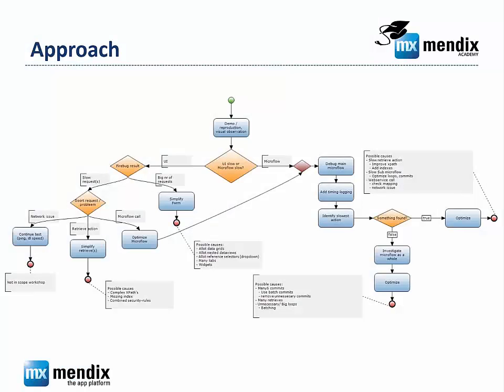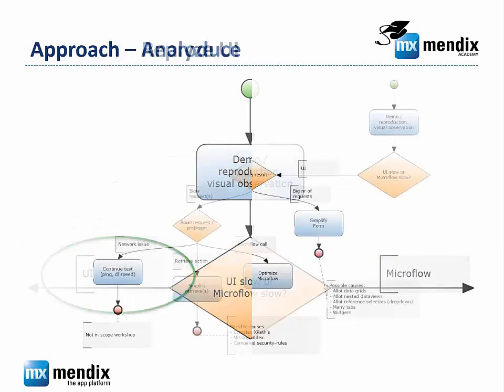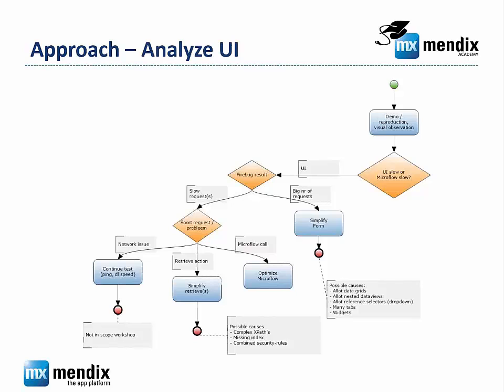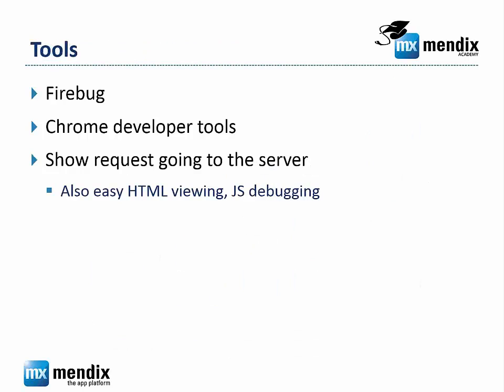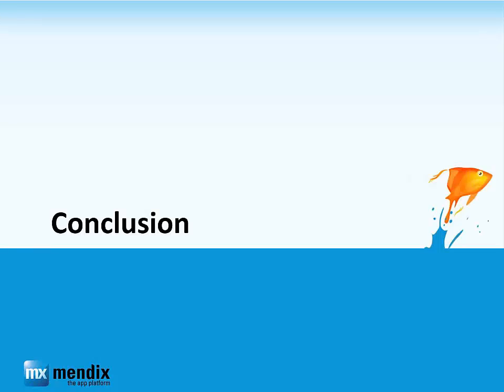So going back to the analysis, where could be the problem? We just covered quite a lot of material on microflows, on the domain model, and so on. Well, you could also have performance issues, and if you have performance issues, then that's a whole other thing that you could go over. The best thing that you could do, though, is use tools such as Firebug or Chrome developer tools, and identify what the slowest requests going to the server are. So you can easily see what the HTML is doing and if there are any JavaScript issues.